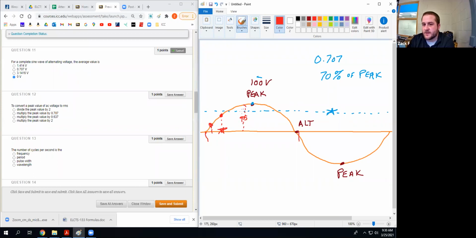So even though that sine wave gets all the way up to peak, if I put a multimeter on this circuit, I'm going to read about 70 volts, 70.7 volts. That's what the RMS value is. RMS stands for root mean square. It's just a way to derive the average value of a sine wave like that.